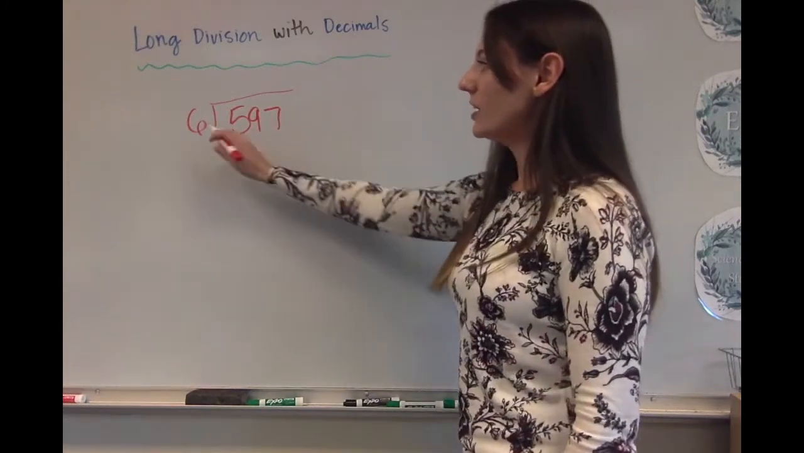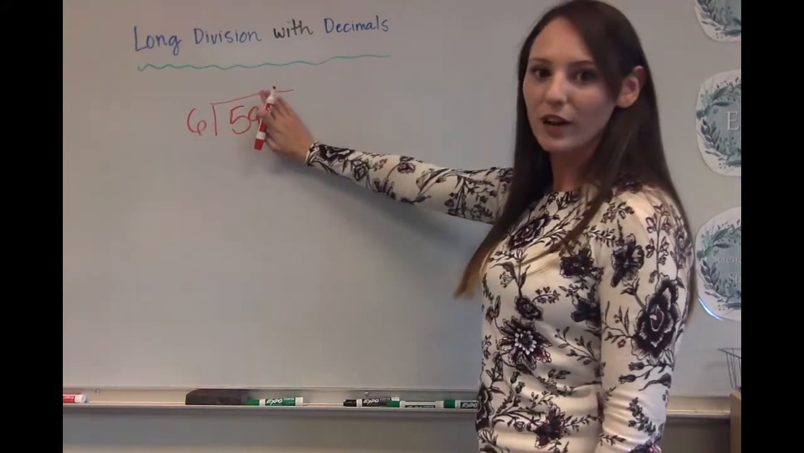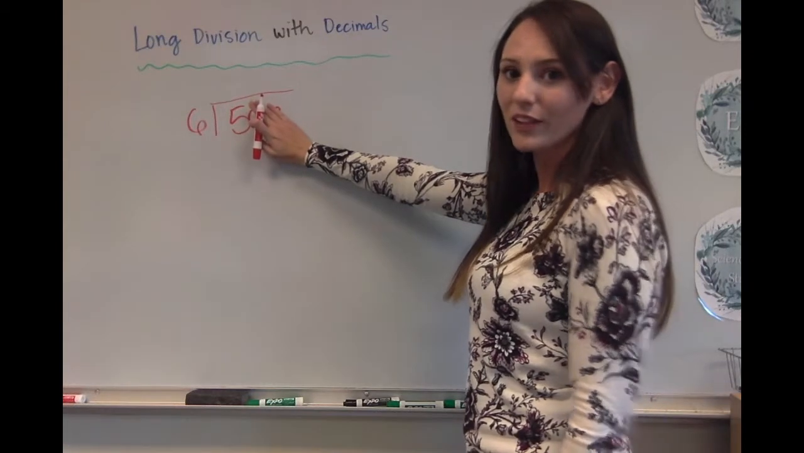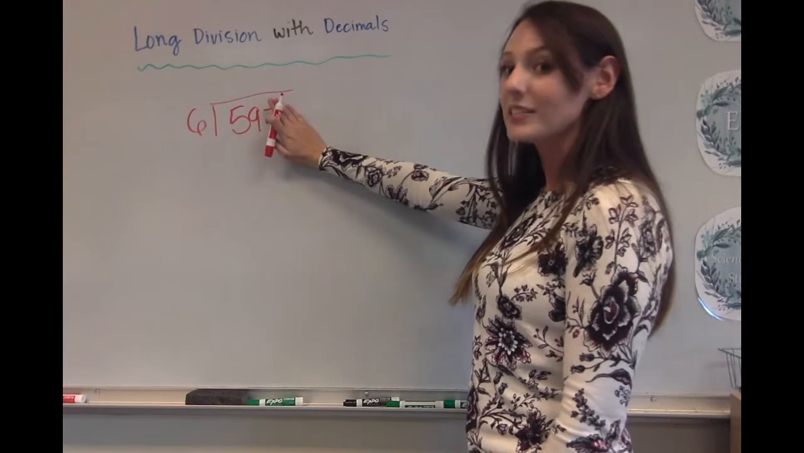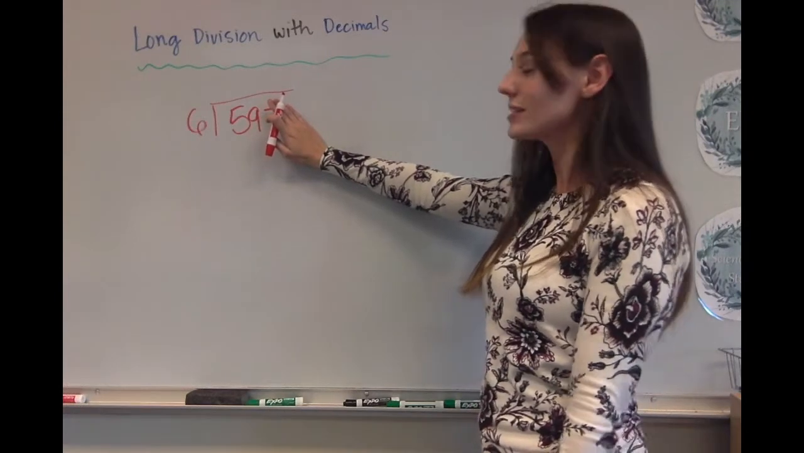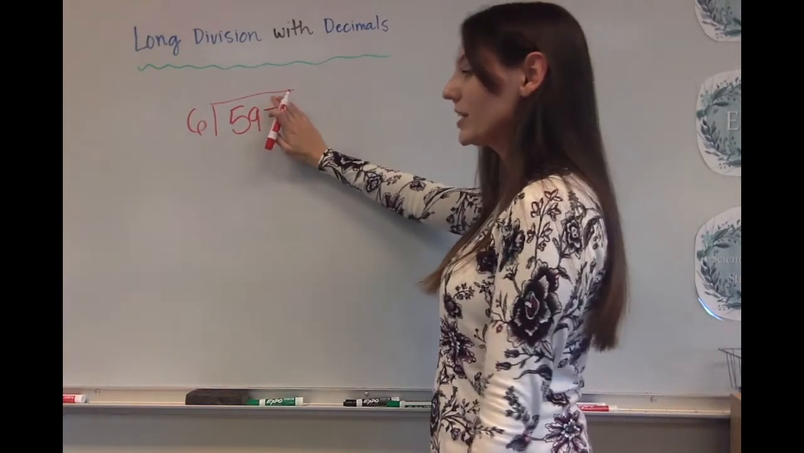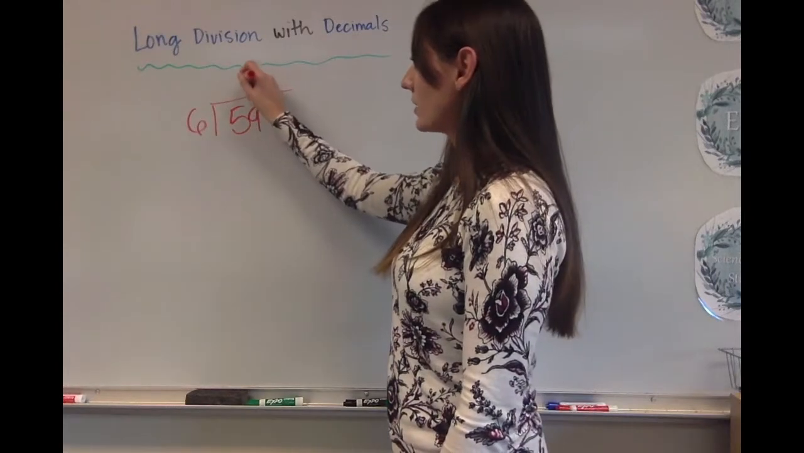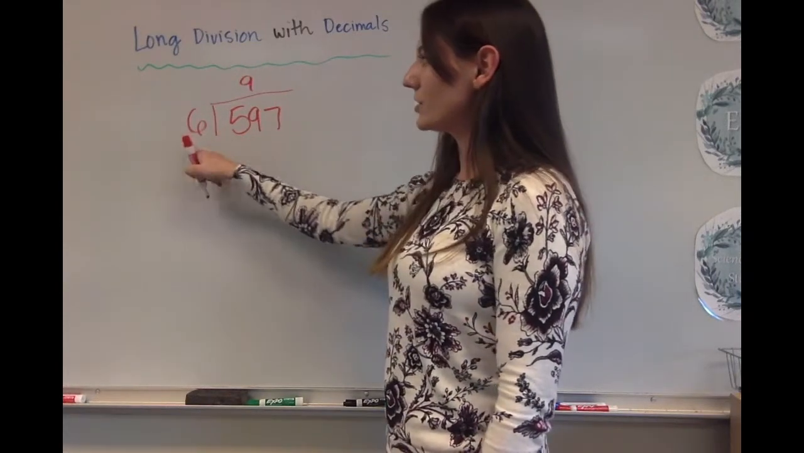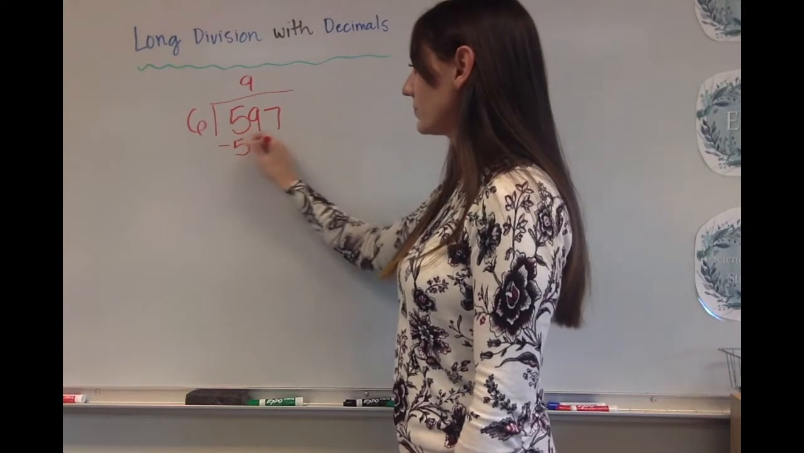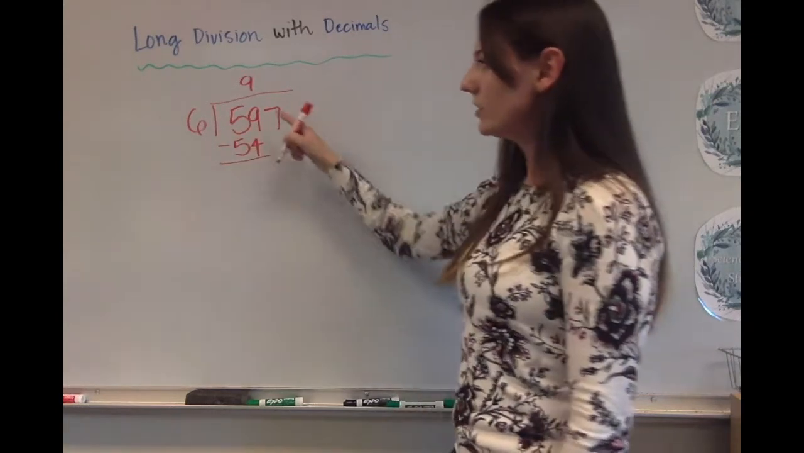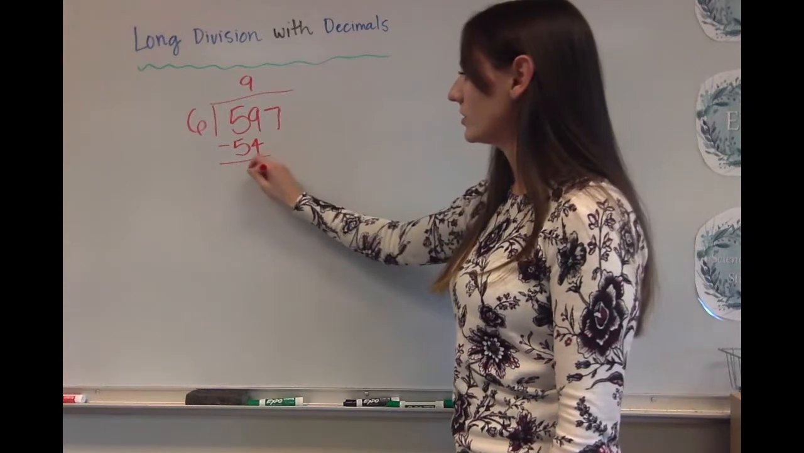6 goes into 5. We're going to look at that first number. 6 goes into 5, we can't do that, so we have to go to the next number. 6 can definitely go into 59. 6 can go into 59 9 times, so I'm going to put that 9 right here. And I know 6 times 9 is 54, so I'm going to subtract that. 59 minus 54 is 5.